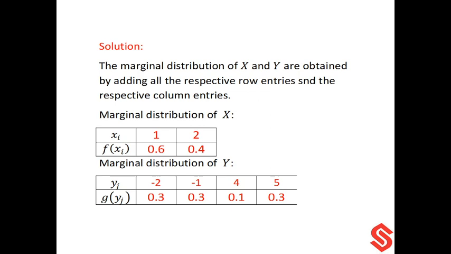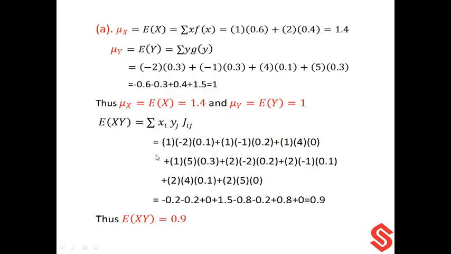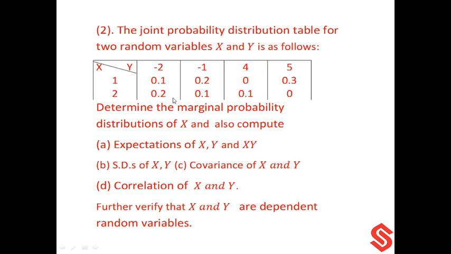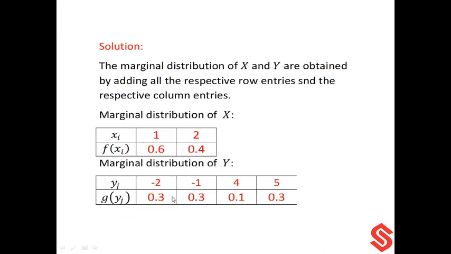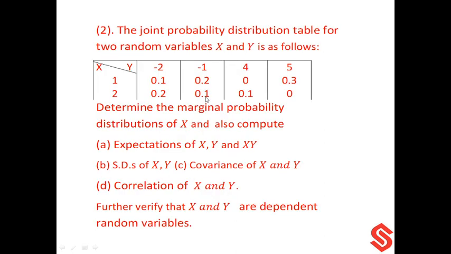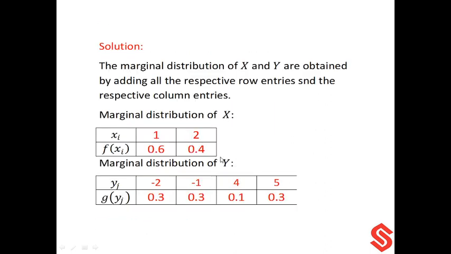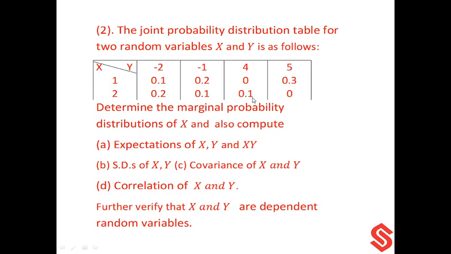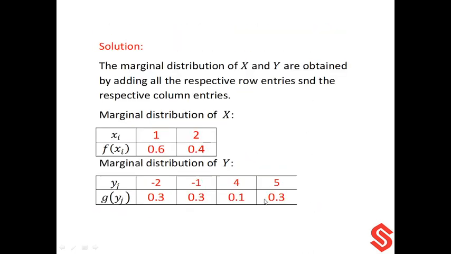For y equal to -2, we add the entries in the first column: 0.1 plus 0.2, it is 0.3. Next, 0.2 plus 0.1, 0.3. Then 0 plus 0.1 is 0.1. The last column, 0.3 plus 0 is 0.3. So that is the marginal distribution of y.